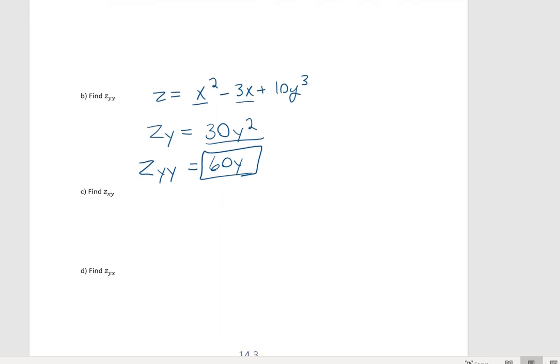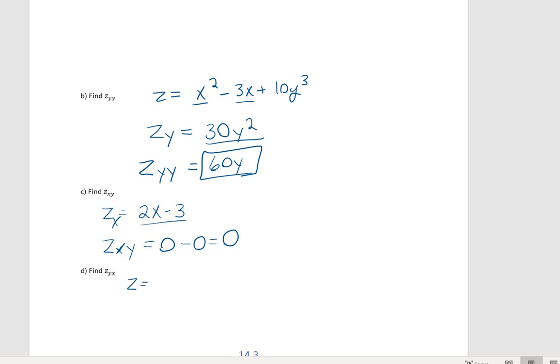Now for this one, z sub xy, what this means is find the derivative with respect to x. So that would be 2x minus 3. And then it wants you to find the derivative of that function, but now with respect to y. So notice we don't have any y's here, so every piece is just a constant. So we'd have 0.